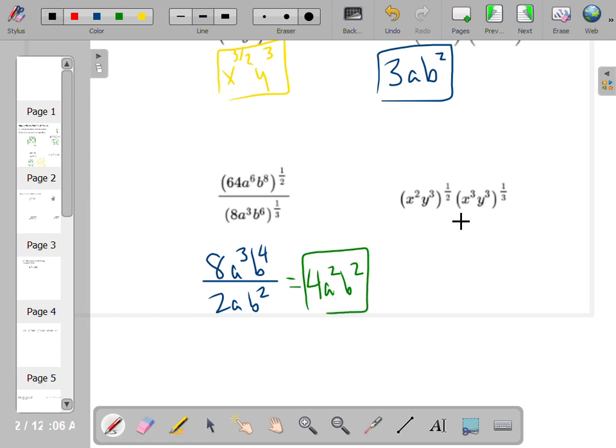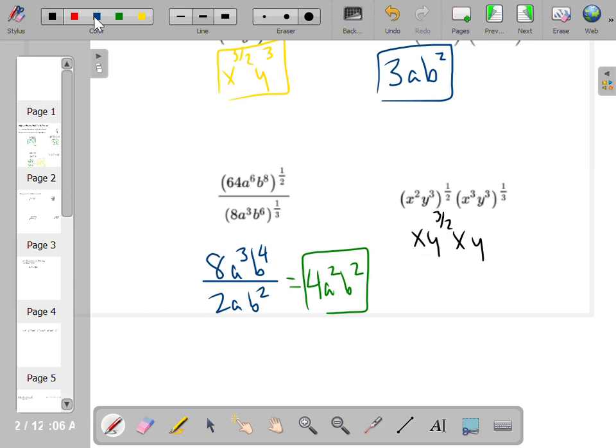Last one, you have a 1/2 exponent, so I'm going to multiply 2 times 1/2 and get 1. I don't want to write that. 3 times 1/2, that's 3 halves. X to the 3 times 1/3 is 1. Again, don't need to write that. And 1/3 times 3 is 1.